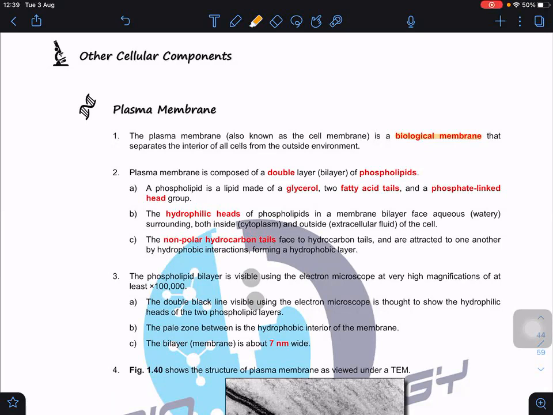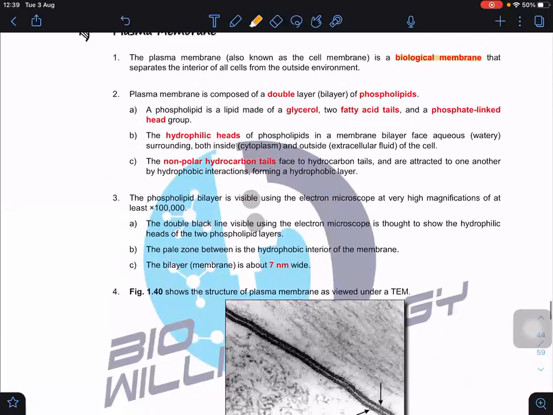Generally, plasma membranes serve as a very important barrier between the external environment and the cytoplasm. All plasma membranes are composed of a double layer of phospholipids. So we term this the phospholipid bilayer. Are you clear? Okay, phospholipid bilayer.